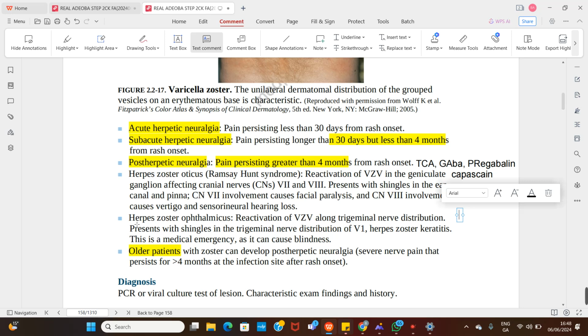So the third is the herpes zoster ophthalmicus. This is talking about reactivation of the virus within the ophthalmic branch of the trigeminal nerve, right? So that means it's going to affect the upper eyelids and the upper part of the face, and from there, it can easily lead to infection affecting the eye. It is a medical emergency. You need to treat as soon as possible, give your acyclovir, because it can affect the eye.